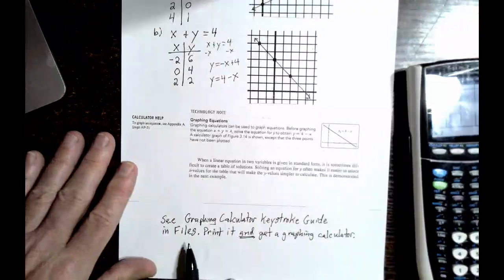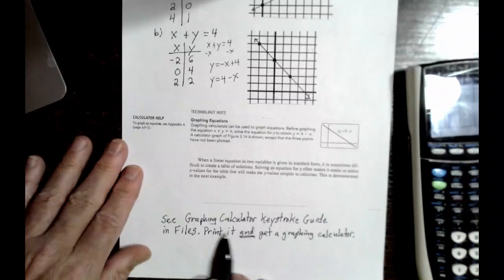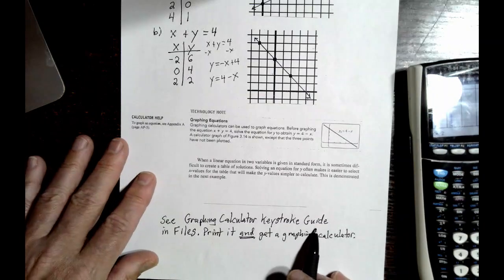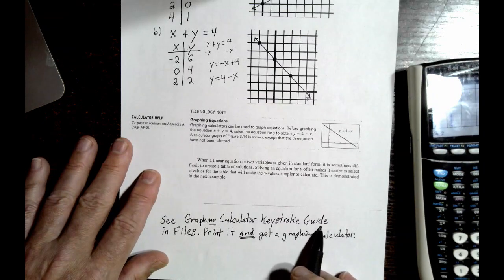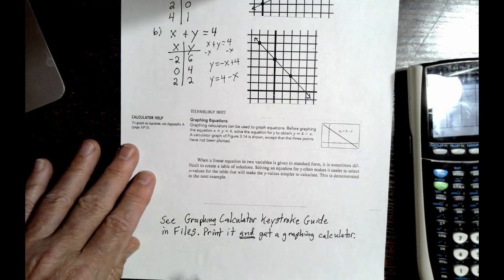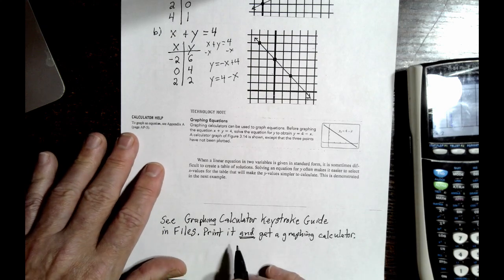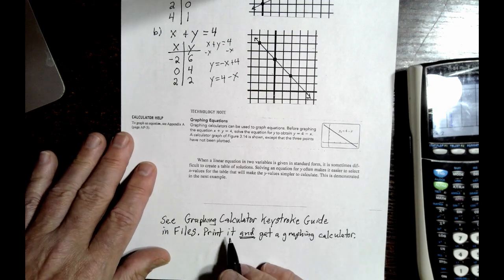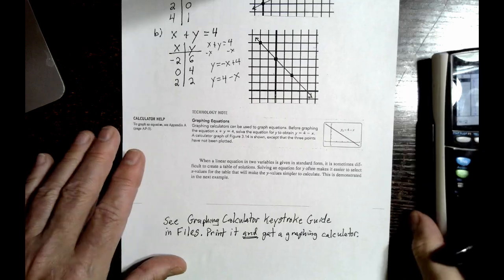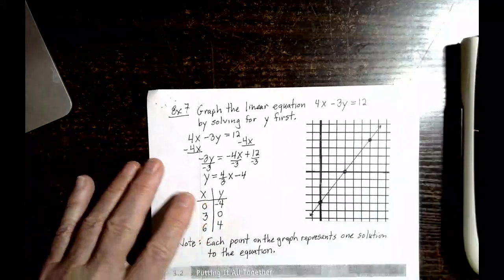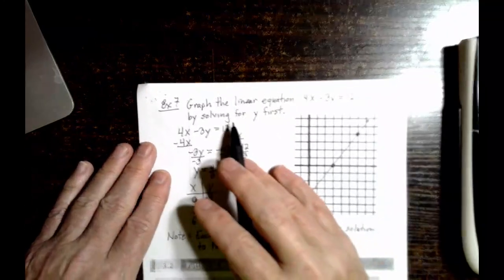Now, on your Canvas page, under Files, you'll see a calculator keystroke guide. It's an 8-page guide, and it's real simple, and it has examples that you can work your way through, and I recommend you do that in order to learn how to use your calculator. The calculator's not too hard, but you want to take the extra time to actually do that and understand how to use your calculator.